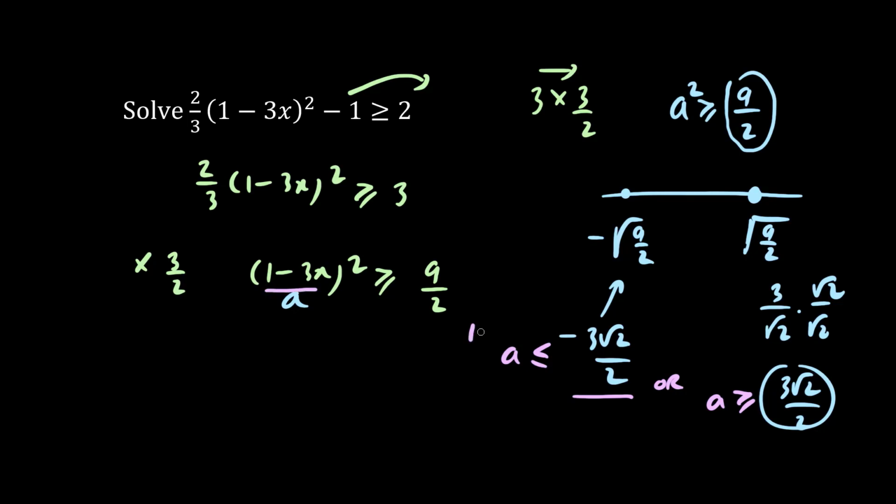So let's write that in. 1 minus 3x is less than or equal to this value, and 1 minus 3x is greater than or equal to this value. Let's multiply both sides by 2. So for this part here, we have 2 minus 6x is less than or equal to minus 3 root 2.